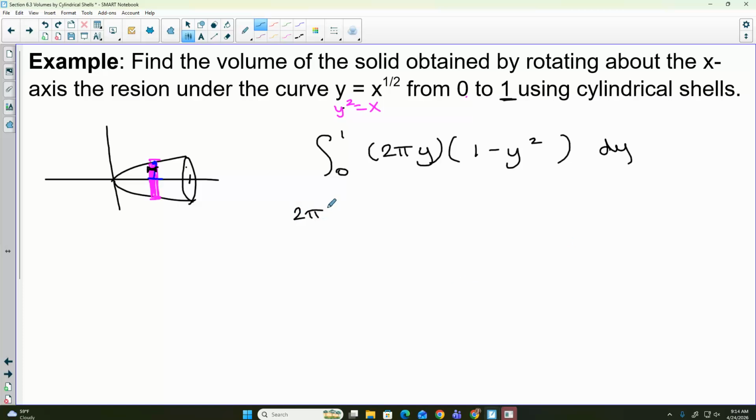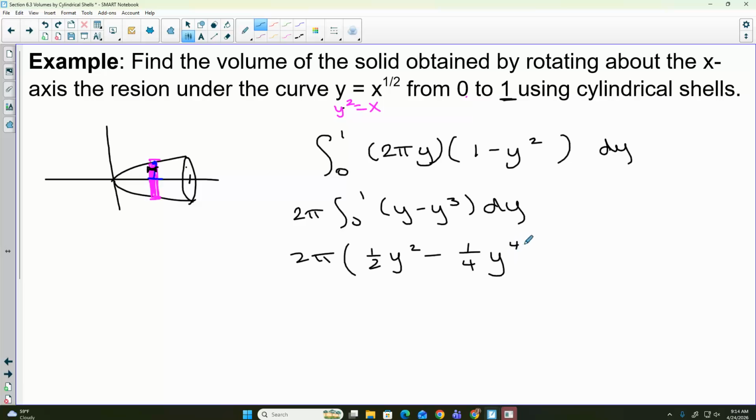All right, so we could take out our 2 pi. Y minus y cubed. Antiderivative of y would be 1/2 y squared. Antiderivative of y cubed, 1/4 y to the 4th. Pi over 2.